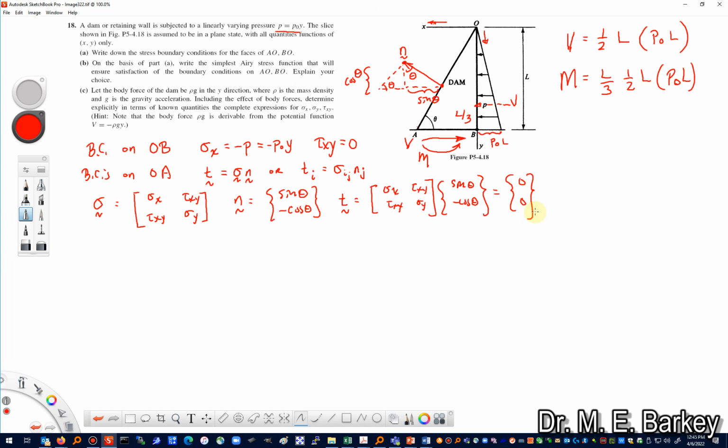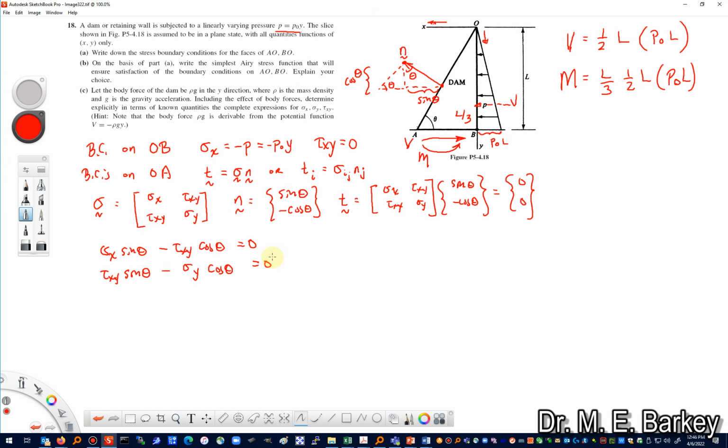Let's explore this just a little bit. Let's expand these equations out. So on the first one, we'll take the first row times this column. We get sigma x sine theta minus tau xy cosine theta is equal to 0. We're going to get tau xy sine theta minus sigma y cosine theta is equal to 0.